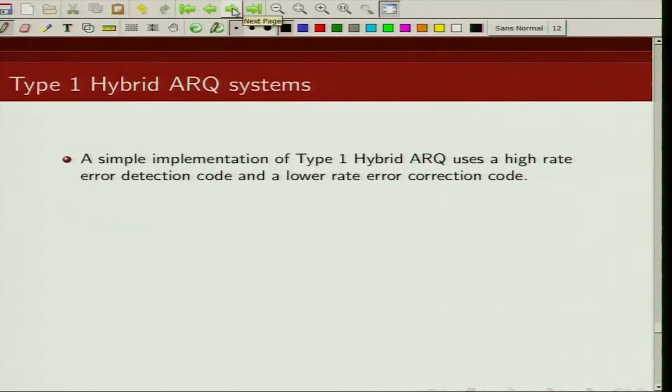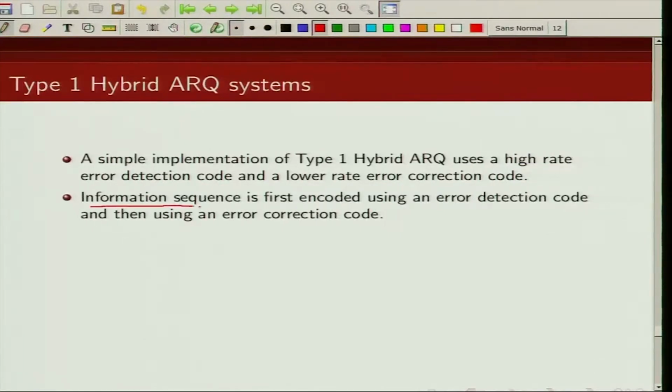So we first describe the type 1 hybrid ARQ scheme. A simple implementation of a type 1 hybrid ARQ scheme is as follows. We use a very high rate error detecting code and a lower rate error correcting code. Now this high rate error detecting code could be, for example, a CRC, which we are going to use to detect errors, and this lower rate error correcting code could be our convolutional codes, turbo codes, or LDPC codes. So the information sequence is first encoded using an error detecting code and then using an error correcting code.